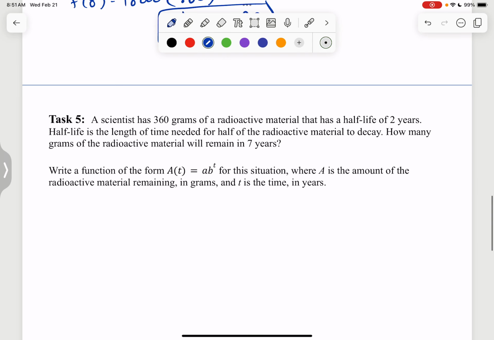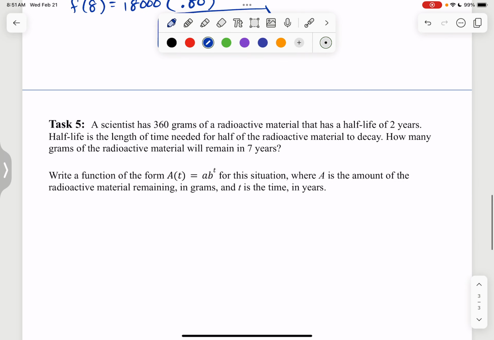Okay. All right. So here's our last one. Here we have a scientist that has 360 grams of a radioactive material that has a half-life of 2 years. What that means is that every 2 years, half of it remains. Half-life is the length of time needed for half of the radioactive material to decay. How many grams of radioactive material will remain in 7 years?